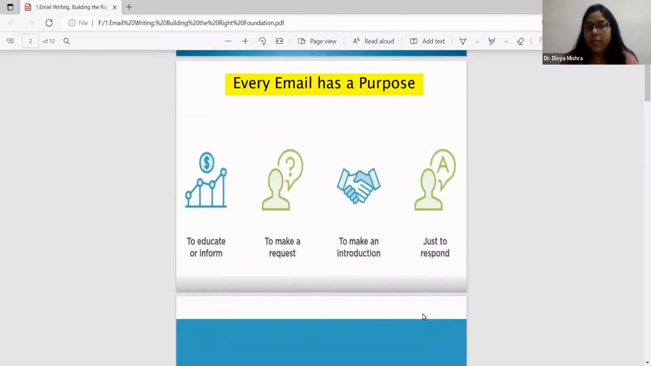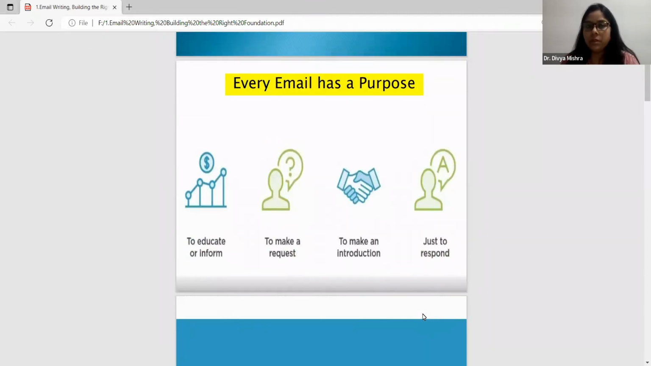As you can see here, every email has a purpose. Without purpose, communication is a failure. You will never be successful in your communication. In the last few sessions, Honey ma'am had taken sessions about effective communication, so she might have told you about the importance of communication skills. Whenever we talk about communication skills, purpose is very important. You must know your purpose before giving any presentation, before writing an email, or before presenting at any seminar or conference. You must know the purpose.